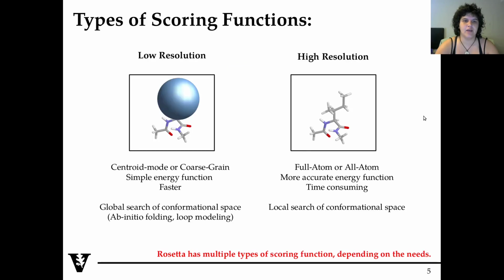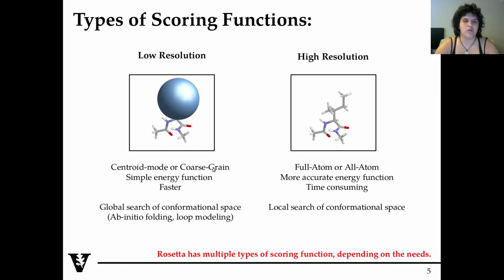Now, we have different kinds of scoring functions. In Rosetta, the two main ones you will find during the tutorial are the low resolution and the high resolution one. In the low resolution, also called centroid mode or coarse grain mode, the backbone of the amino acid is explicit, so each atom is described as a single atom, while for the side chain we have a sphere or centroid that implicitly describes the size and the properties of the amino acid.